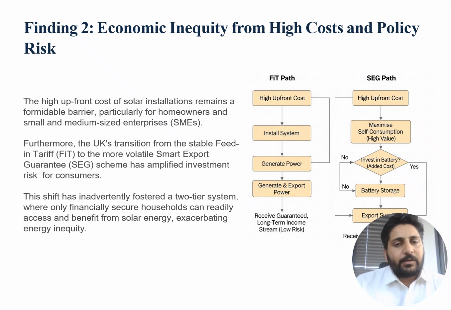My second key finding is about the economics of solar. The high initial cost stops most people. The problem has been made worse by government policy changes. The old feed-in tariff (FIT) scheme was low risk and guaranteed an income. The new Smart Export Guarantee, as this diagram shows, is much more complex and higher risk for the consumer. This is creating a social issue where the benefits of solar are going mainly to those who are already financially secure.